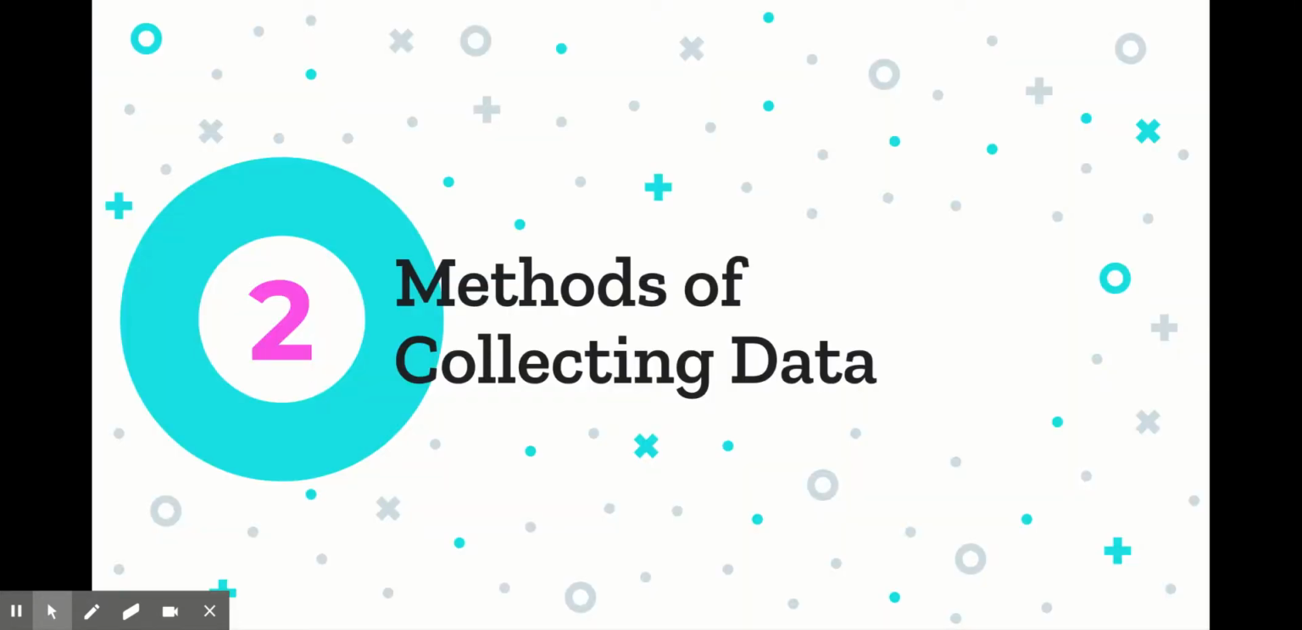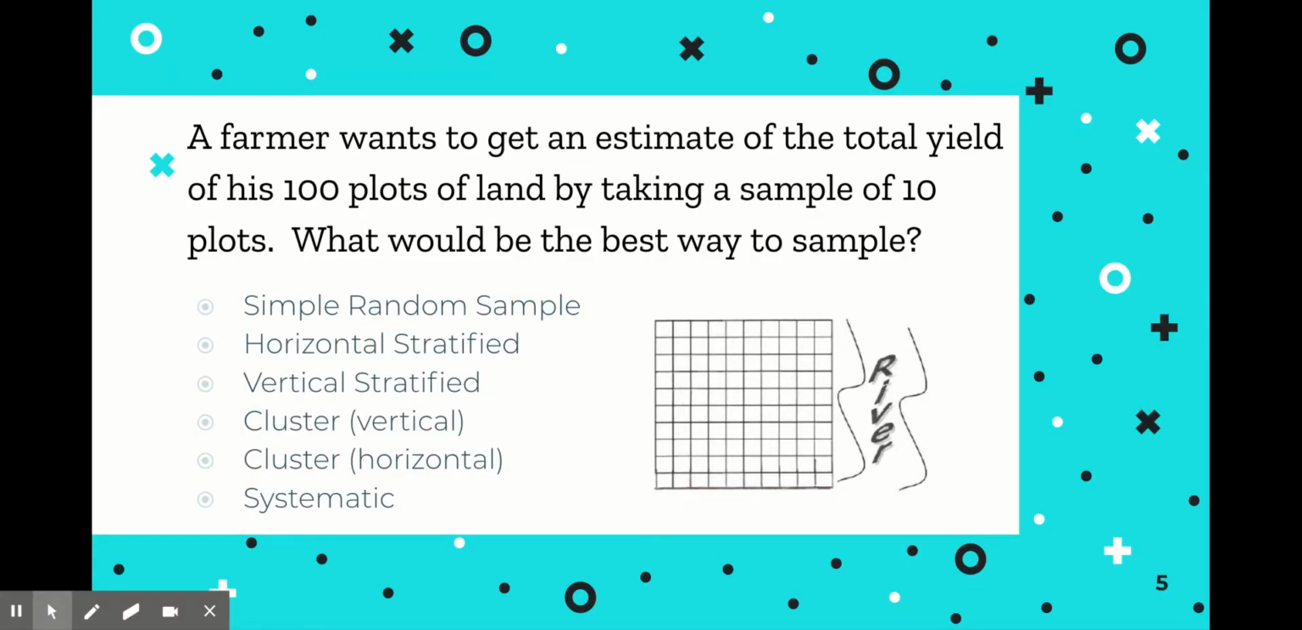Let's look at two methods of collecting data. I want you to take a minute and read along with me this example. A farmer wants to get an estimate of the total yield of his 100 plots of land by taking a sample of 10 plots. What would be the best way to sample? A simple random sample, horizontal stratified, vertical stratified, cluster vertical, cluster horizontal, or systematic? So take a minute, pause the video, come up with which way you think would be the best way to take a sample, and write it down.